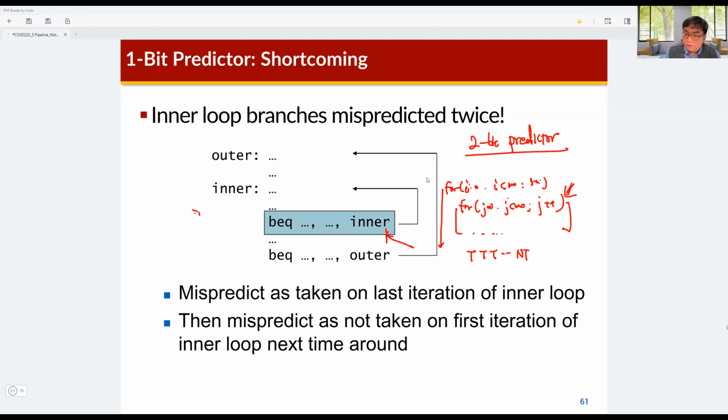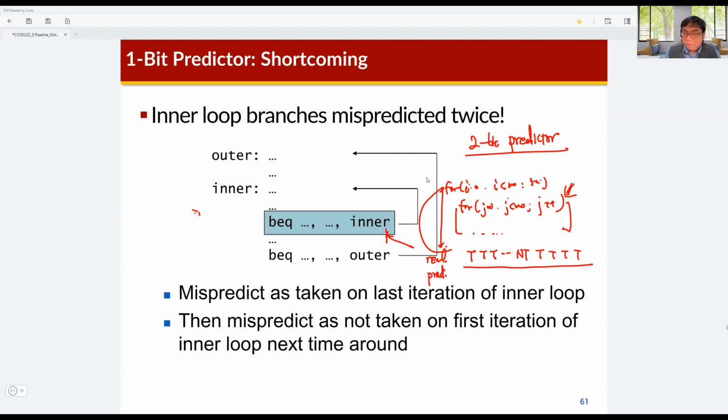So 100th event, and then based on this outer loop, we go back to the first instruction of this outer loop, and then the inner loop is also executed again by this outer loop. So what's the real event for this inner loop? Taken.